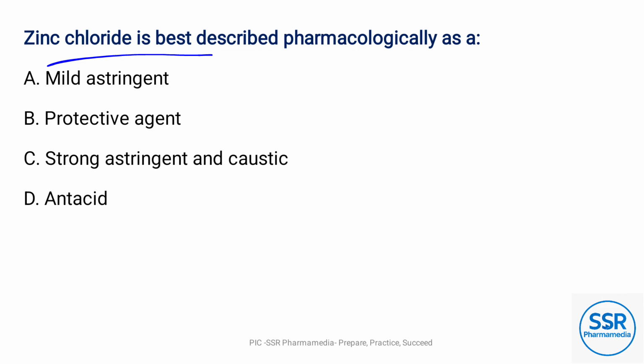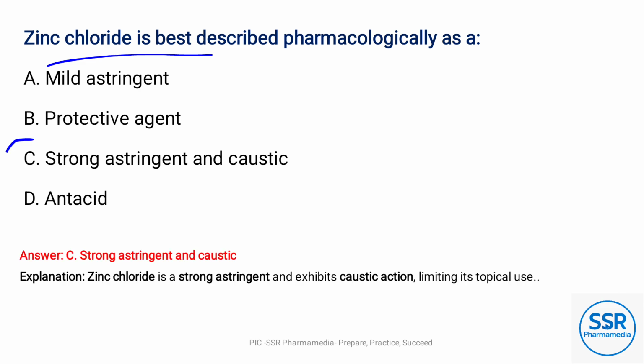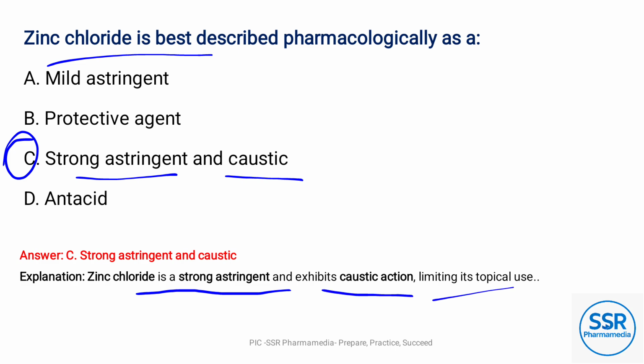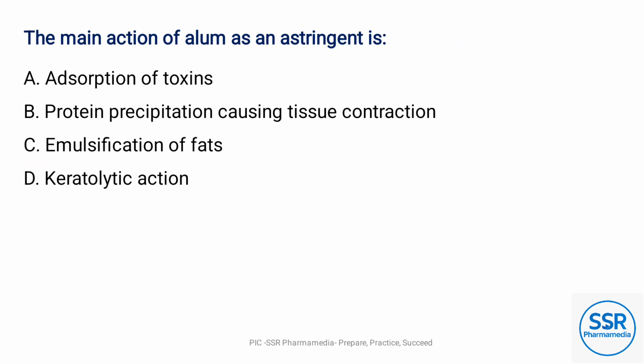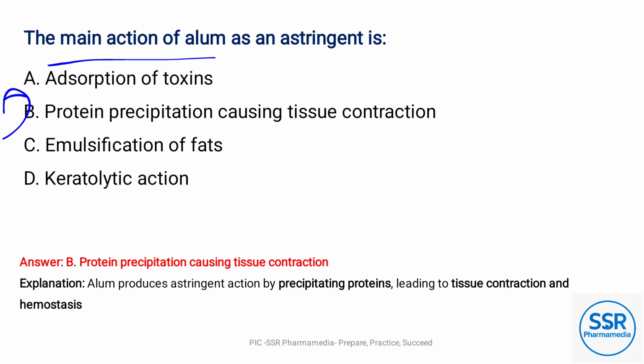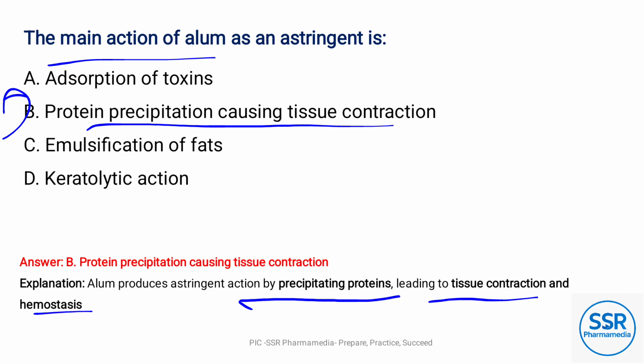Zinc chloride is best described pharmacologically as, option C, a strong astringent and caustic. Zinc chloride is a strong astringent and exhibits caustic action, limiting its topical use. The main action of alum as an astringent is, option B, protein precipitation causing tissue contraction, leading to tissue contraction and hemostasis.